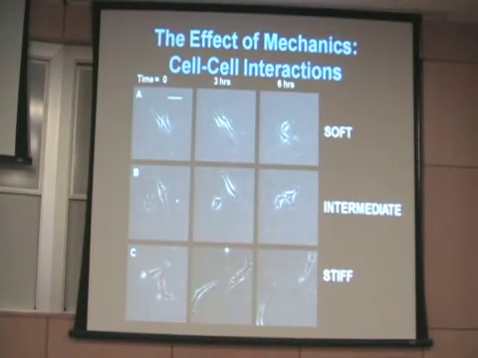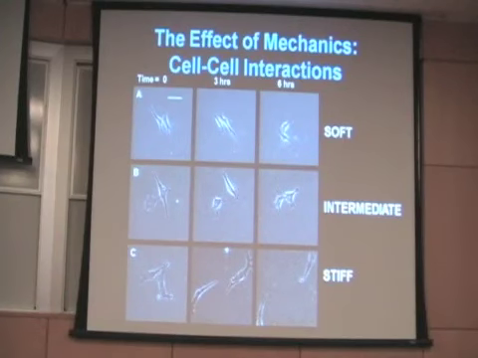Let's get down to stiff substrates. So there's no surprises here. If you give a cell a substrate that's really stiff, identical chemistry as the soft substrate, but just stiffer, the cells will bump into each other and then migrate on their merry way. So it's almost as if the other cell wasn't even there.